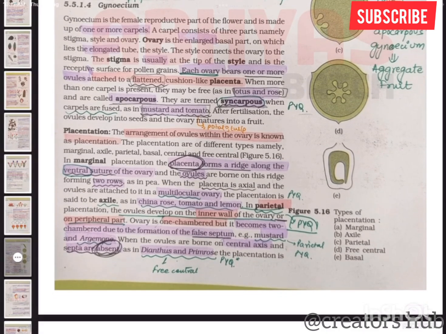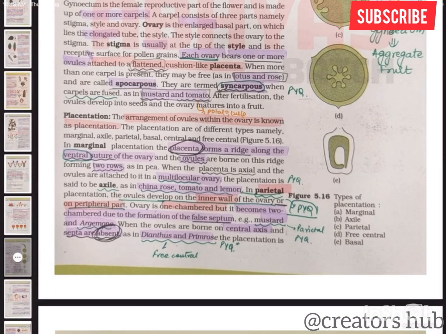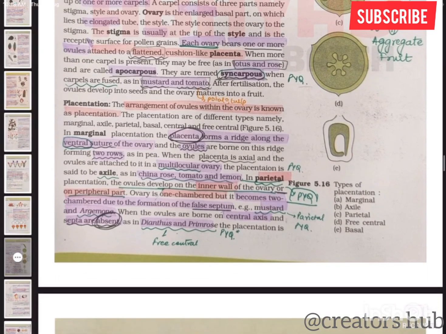The style connects the ovary to the stigma. The stigma is usually at the tip of the style and is a receptive surface for pollen grains. Each ovary bears one or more ovules attached to a flattened cushion-like placenta.